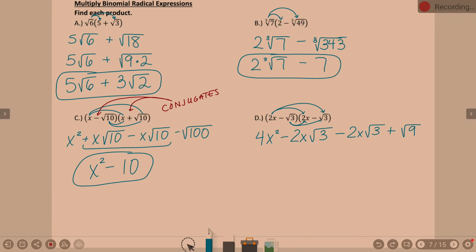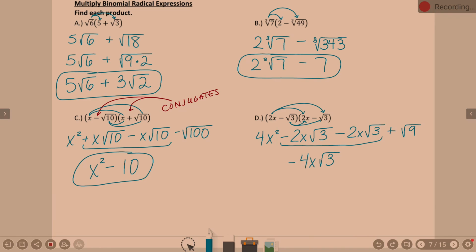Can I do anything? Yeah, combine the middle guys. Notice this time it's not cancel the middle guys, it's combine them, put them together. The difference this time is these aren't conjugates because I had the same signs, so my middle terms aren't going to cancel out. Negative 2x square root of 3 minus 2x square root of 3 is going to be minus 4x square root of 3. They're like terms because they both have x's and they both have square root of 3's.